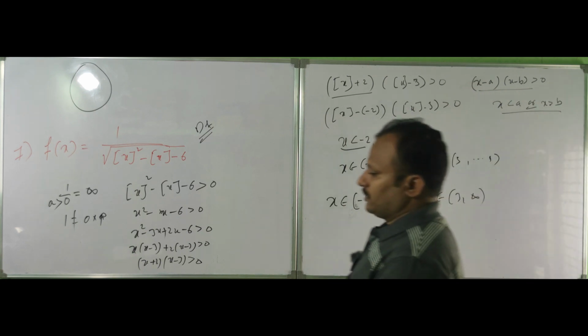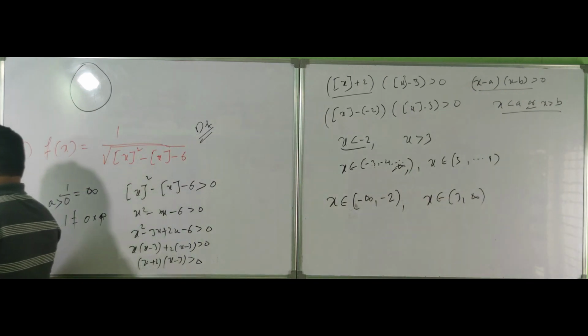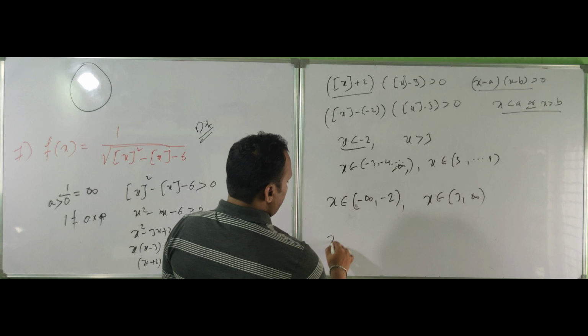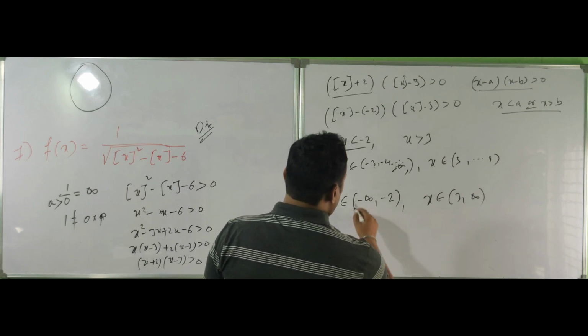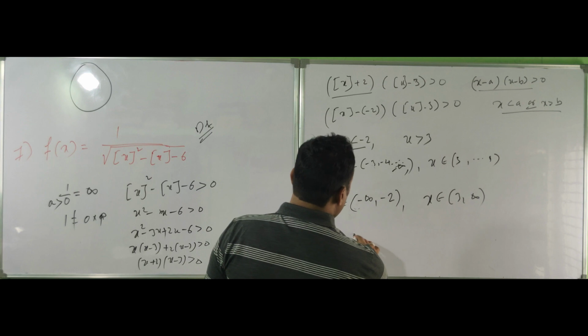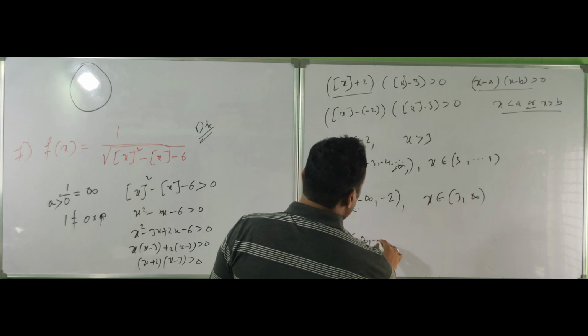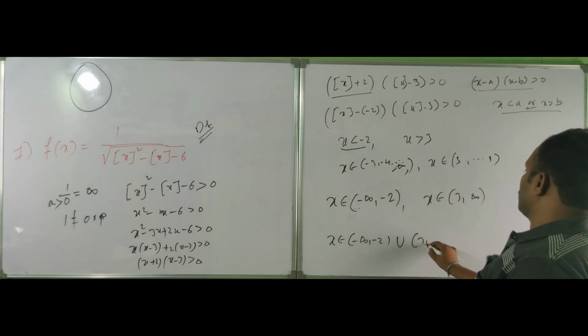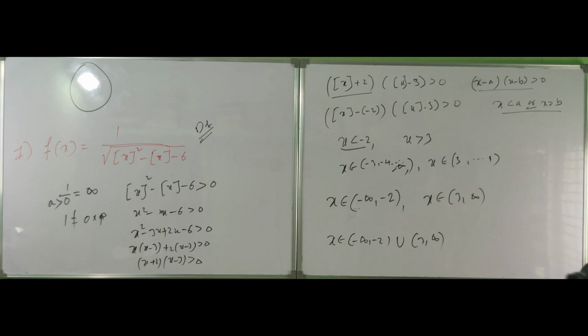Combining both values, we get x belongs to the union of minus infinity to minus 2 and 3 to infinity. Or you can write it with a closed bracket for 4, which implies minus infinity to minus 2.